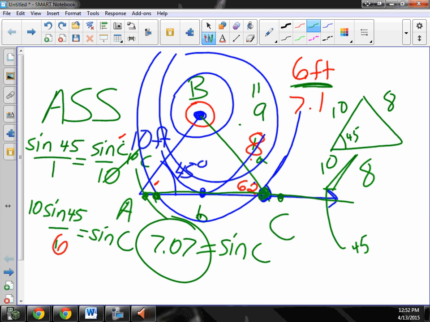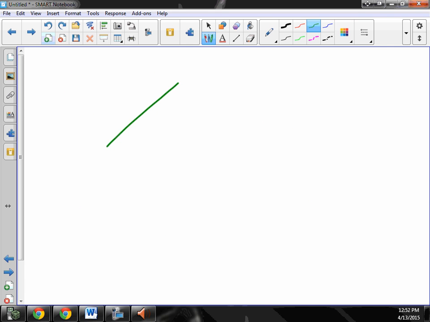How do I know 11 can only touch once? Does anybody see it? If I drew a circle that had length 11, it would hit here and nowhere else, because it's bigger than 10. And if that came around, it would miss on this side, right? So if this number is bigger than that number, we automatically know there is one triangle.